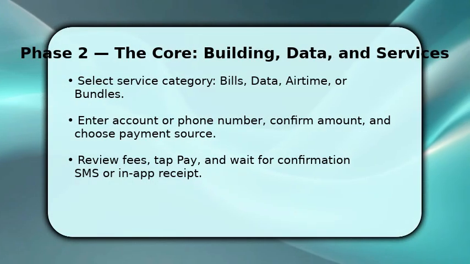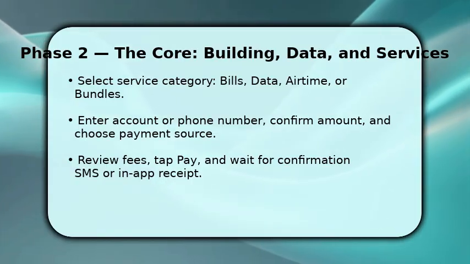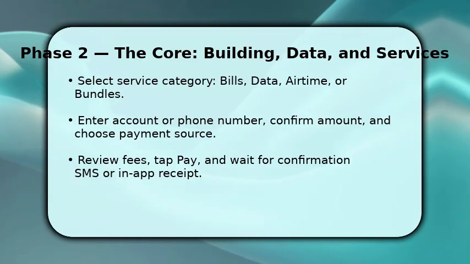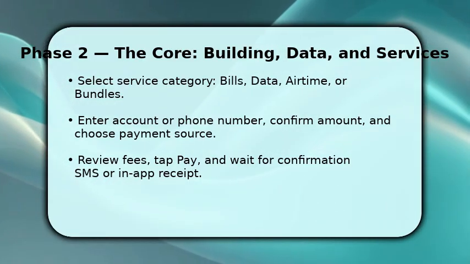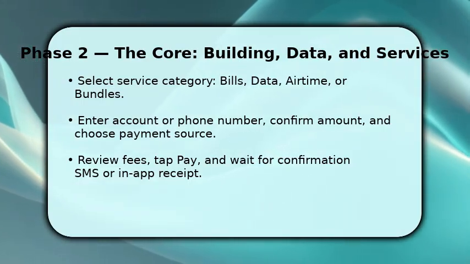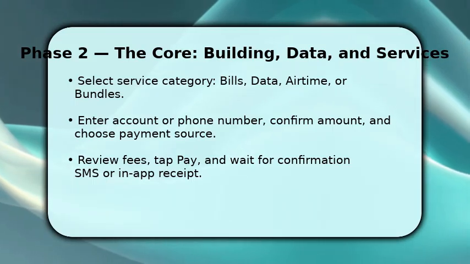Pick the service you need, then enter the recipient account or phone number carefully. Errors cause failed transfers. Once you input the amount, choose your payment source and check displayed fees and total. Proceed by authorizing with PIN, biometric, or OTP. This ensures secure completion. After payment, wait for the confirmation screen and an SMS or receipt inside the app.